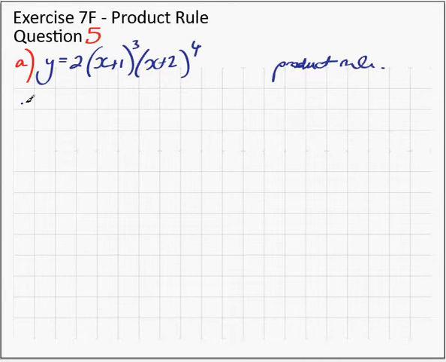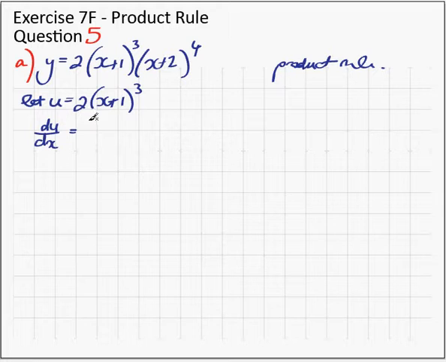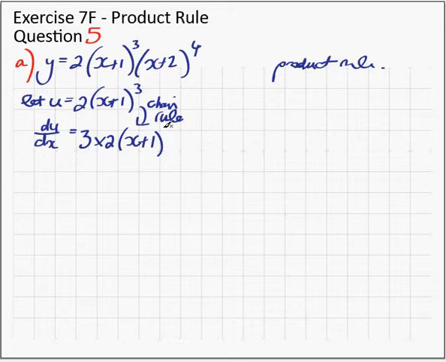So I'm going to say let u equal my first term. I'm going to have that being 2 lots of (x plus 1) all cubed, which means that my derivative of u with respect to x is going to be, I have to use the chain rule here. So I've got 3 times 2(x plus 1). 1 off the power is a 2, times the derivative of the inside, so I've got 6(x plus 1) squared.